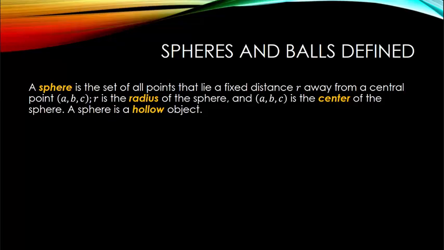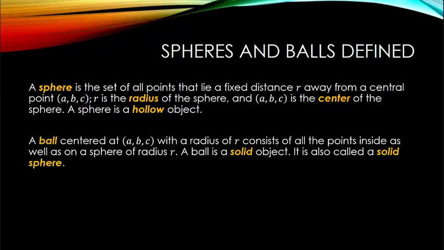A sphere is a hollow object. A ball centered at the ordered triple (a, b, c) with a radius of r consists of all the points inside as well as on a sphere of radius r. A ball is a solid object. It is also commonly called a solid sphere.